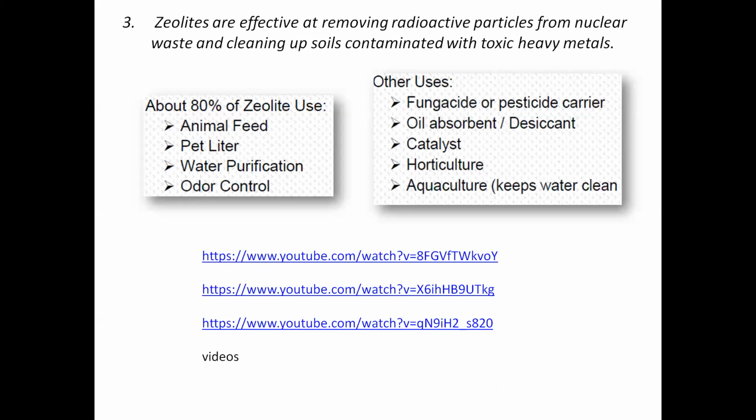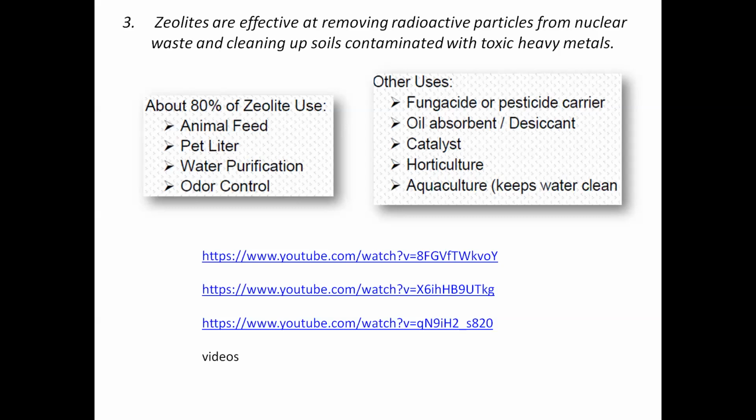Zeolites are also effective in removing radioactive particles from nuclear waste and cleaning up soil contaminants with toxic heavy metals. For example, in the 2011 Japan earthquake, the big earthquake, when the Fukushima nuclear plant was damaged, zeolite was used to scavenge the radioactive ions from water, from the sea.